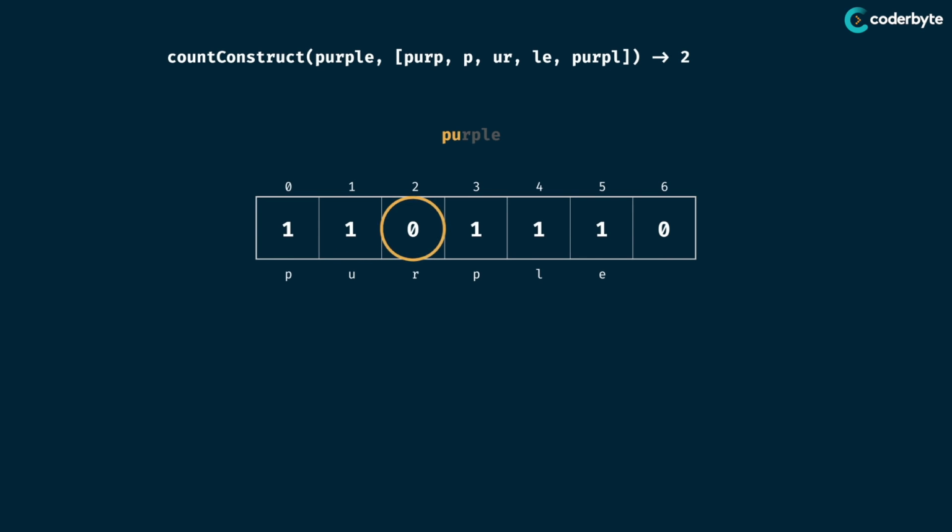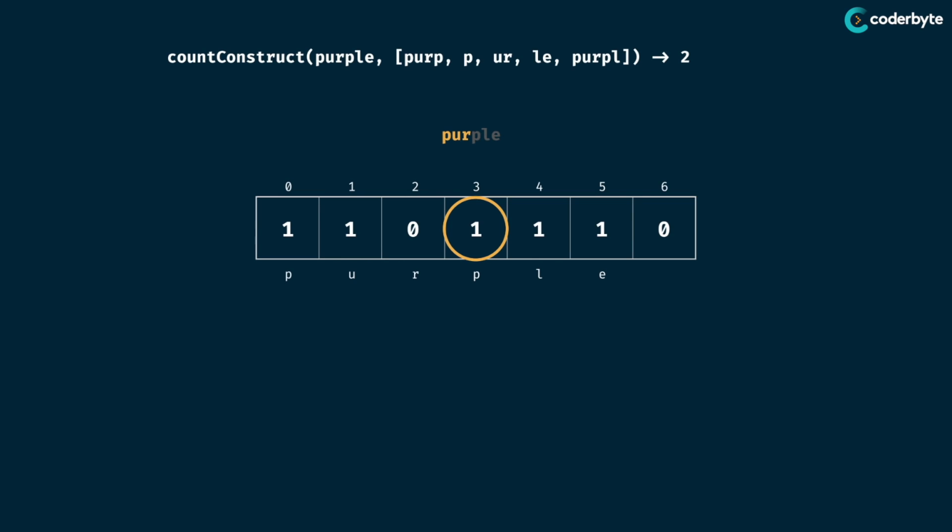If we're at index 2, it looks like we need something that starts with an R. And there's actually no words of the word bank that we can use from this position. And what we also notice is there's also a 0 at this R position, so this wouldn't really do anything in our table anyway. So we can progress just to the next spot in the table.